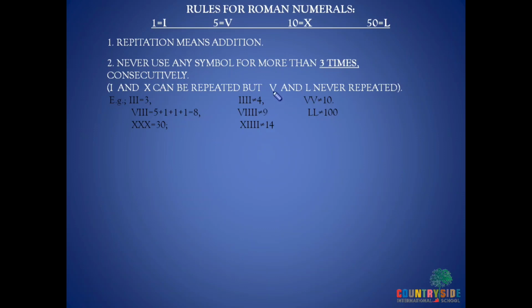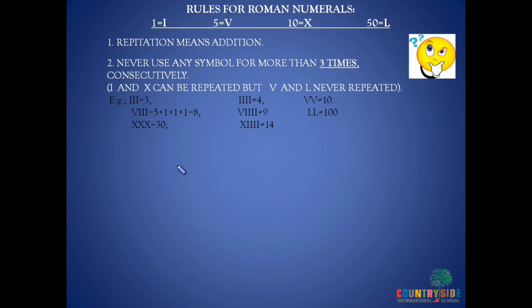And for the statement which says that 5 and 50, that is V and L, are never repeated, we have an example: V plus V, that is 5 plus 5, will not give me 10. For 10, they have another symbol, that is X. In the same manner, you cannot represent 100 as 50 plus 50. For 100, you have another symbol that you will study in higher standards. But here, just remember that L and V will never be repeated.